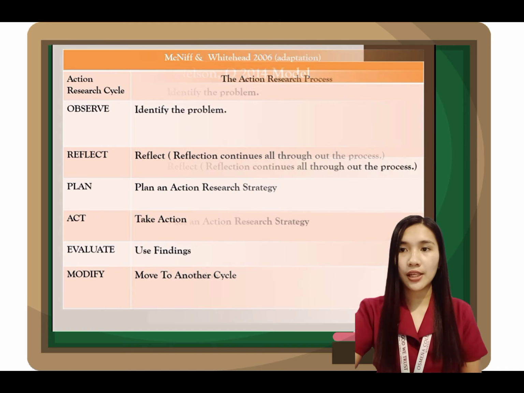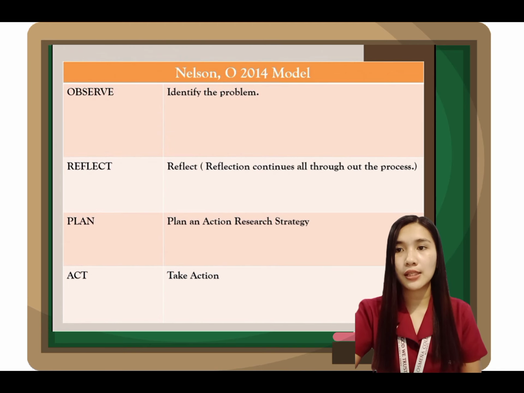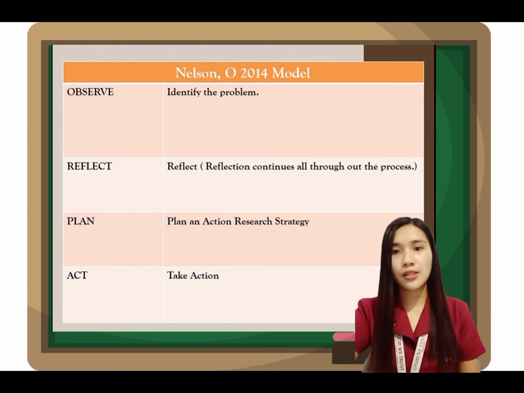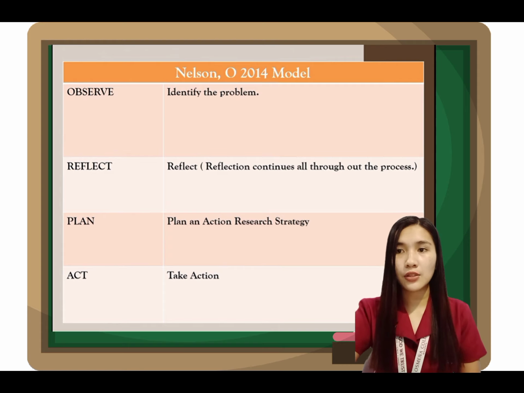So we have here the next model. This model is according to Nelson O, which is the Nelson O 2014 model. It has observe, reflect, plan, and act. So observe is used to identify the problem. It has the following questions that need to be answered.